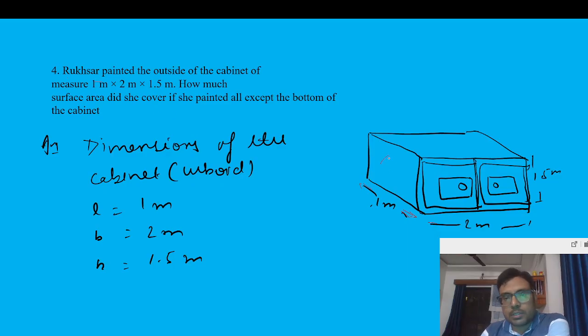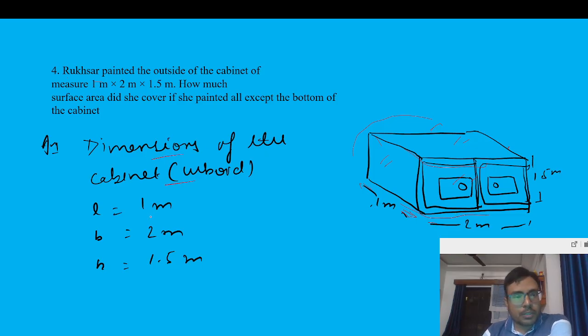She covered this, this, this, the back, and this side, but she didn't cover the base. The base will be just like your top only. This is a rectangle, so the base will also be a rectangle. So you have to calculate the total surface area and subtract the area of the base, that rectangle. So again, this is a cuboid.